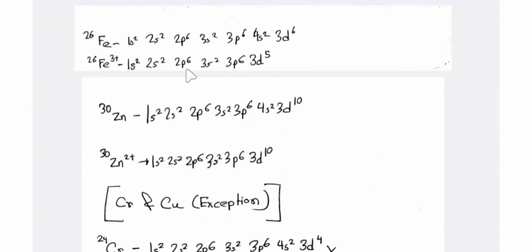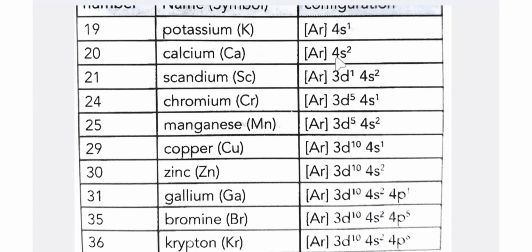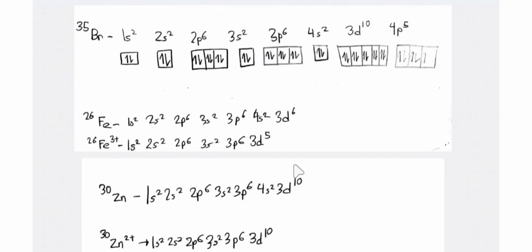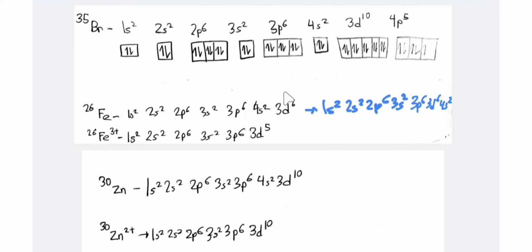Now for the ionic radius. First of all, here we can see that the subshells are arranged in a sequence: first 3, then 4s, then 4p, then 5, 6, etc. So to determine the ionic radius, first of all we need to arrange these in numerical order: 1, then 2, then 3, then 4.